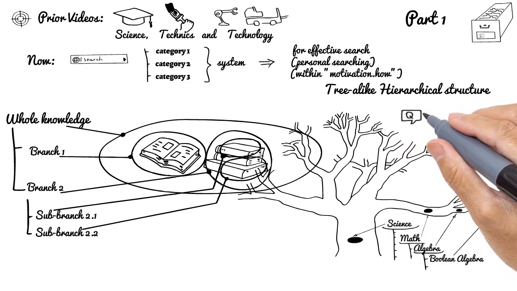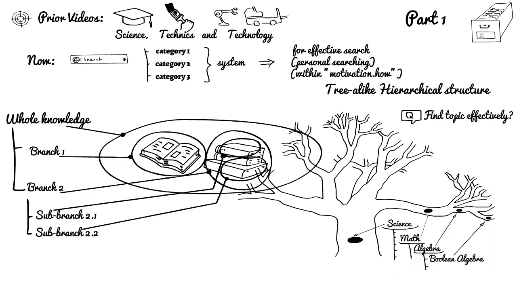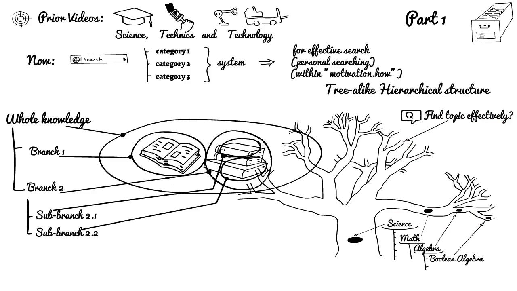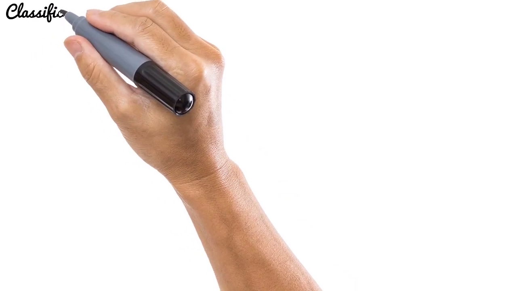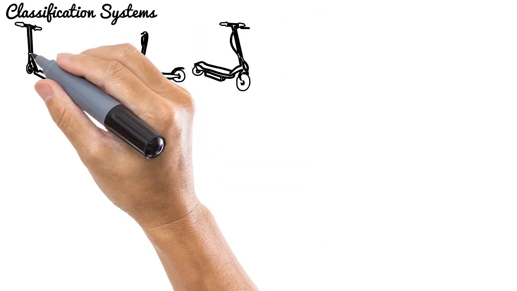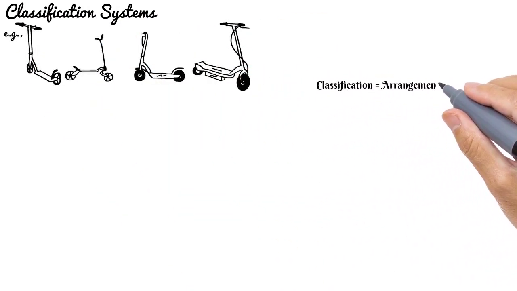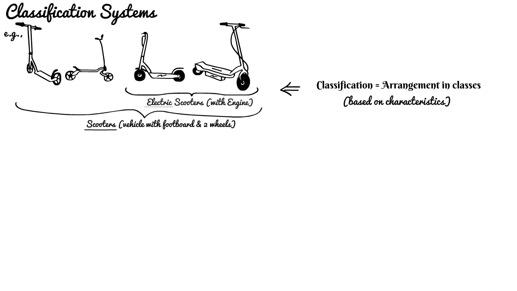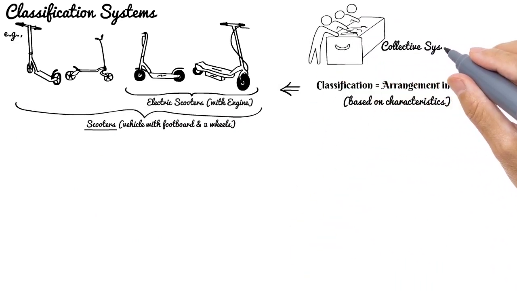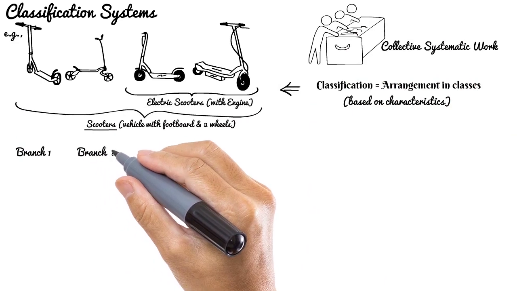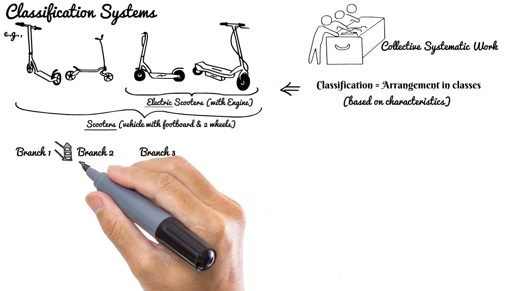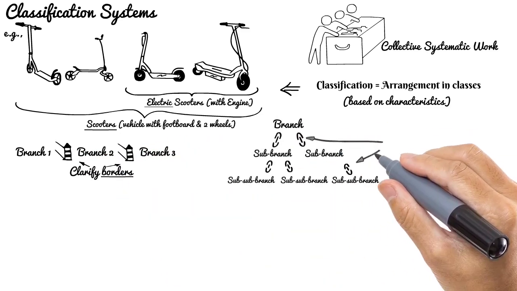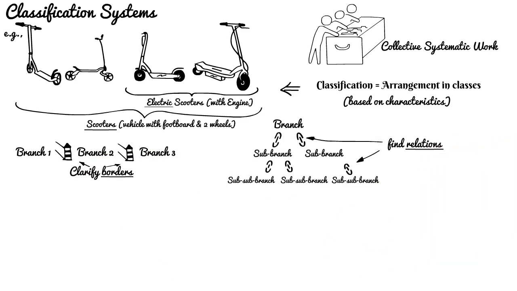There are a few questions coming here. How to effectively find an appropriate topic on such a big tree? And is there a way to improve the searching mechanism to navigate within our trees? For that purpose, people came up with different classification systems. Classification is the arrangement of things in classes according to the characteristics that they have in common. To build such a system requires a lot of collective systematic work. If we talk about branches of science or branches of technology, such classification work helps to clarify borders between branches and helps to find relations between broader and narrower branches of science or technology.